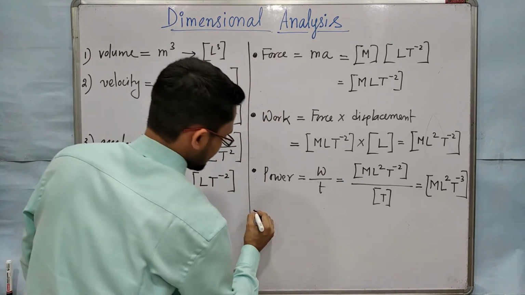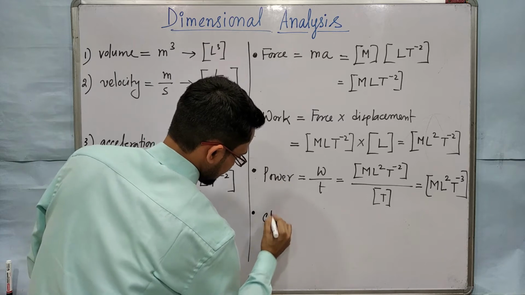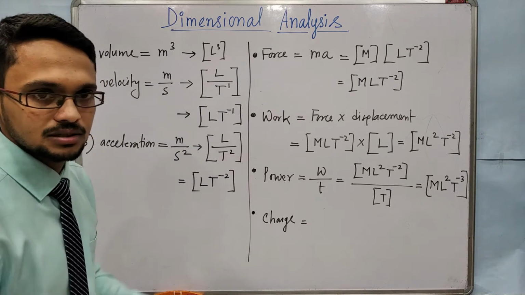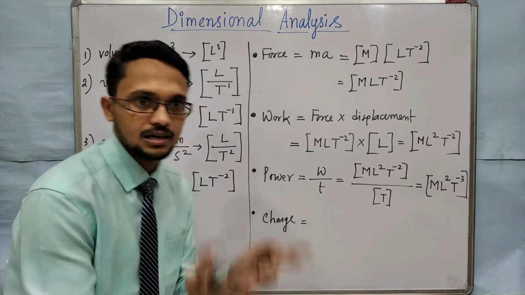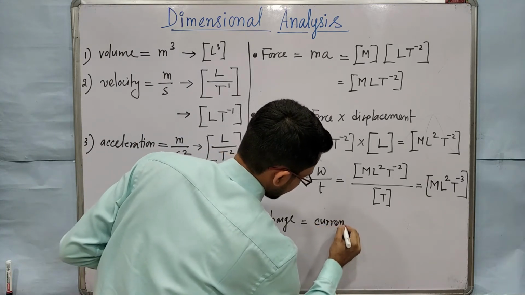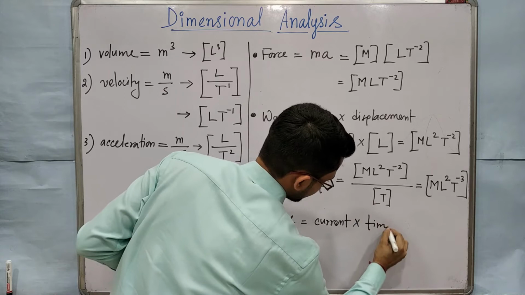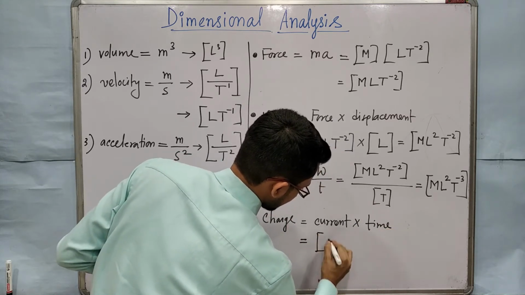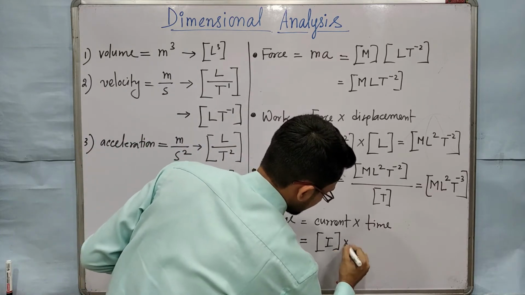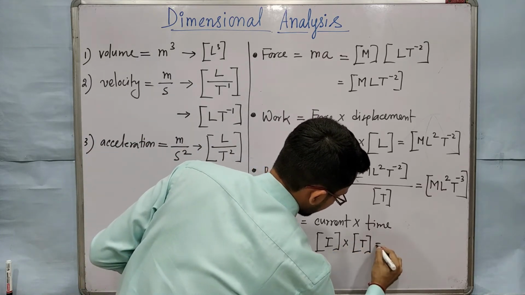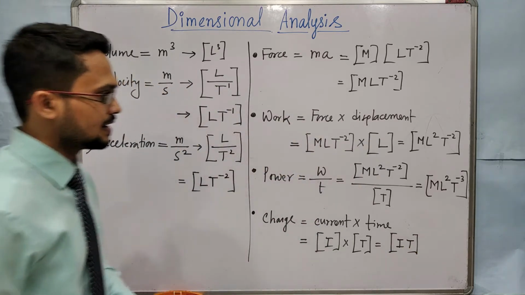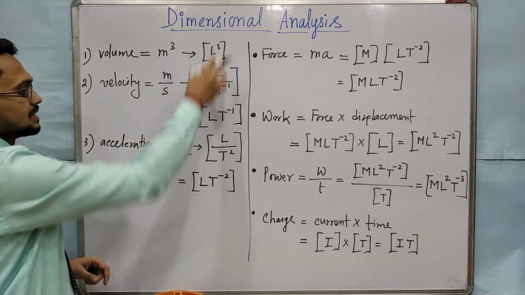Take another quantity like charge. What is the formula of charge? Charge is current into time. Okay, charge is not a basic quantity. Charge is current into time. What is the dimension of current? That is I, or ampere A. Into time means T. Okay, so it will be IT. Okay, understand?